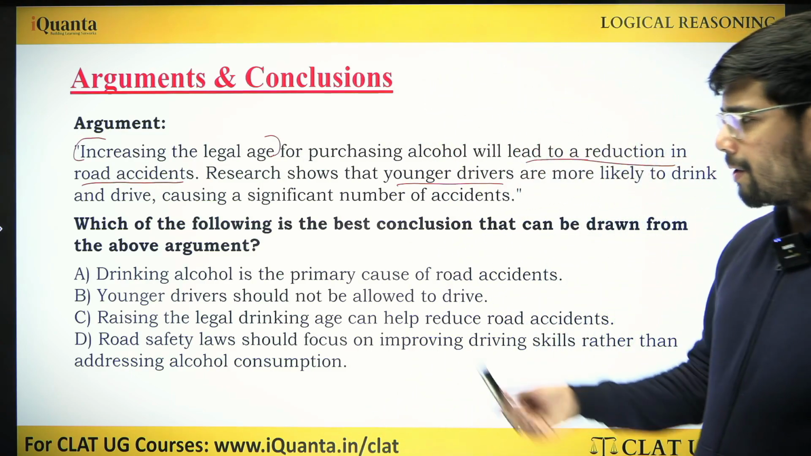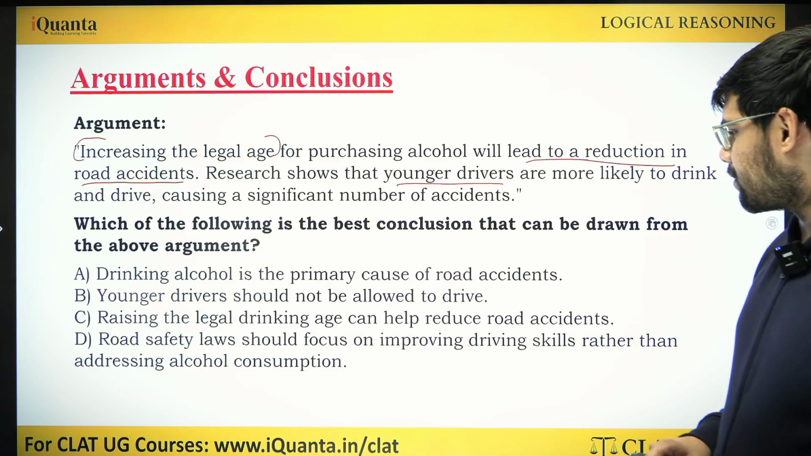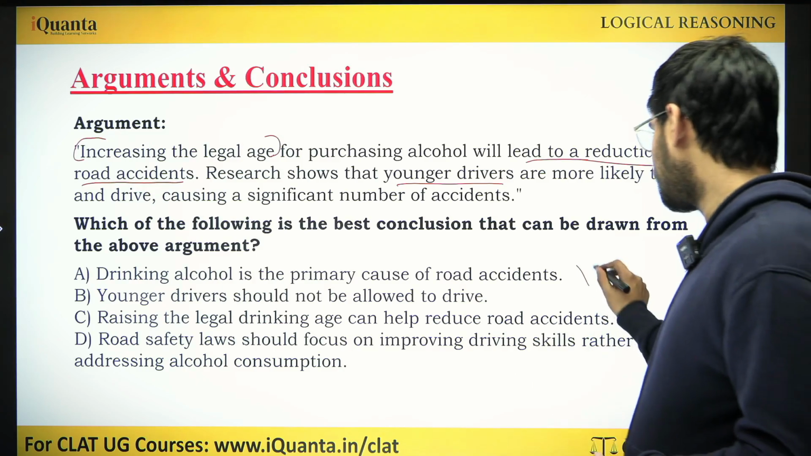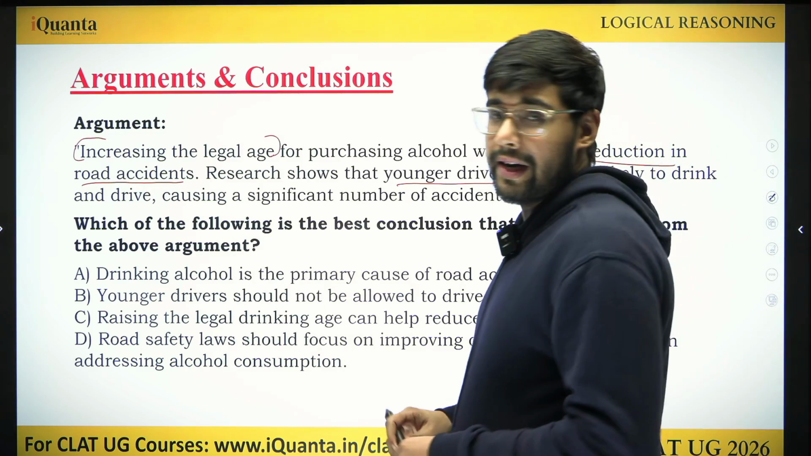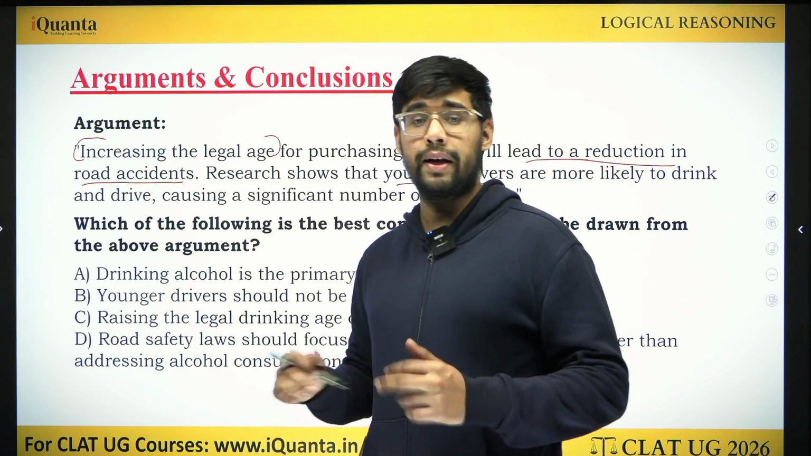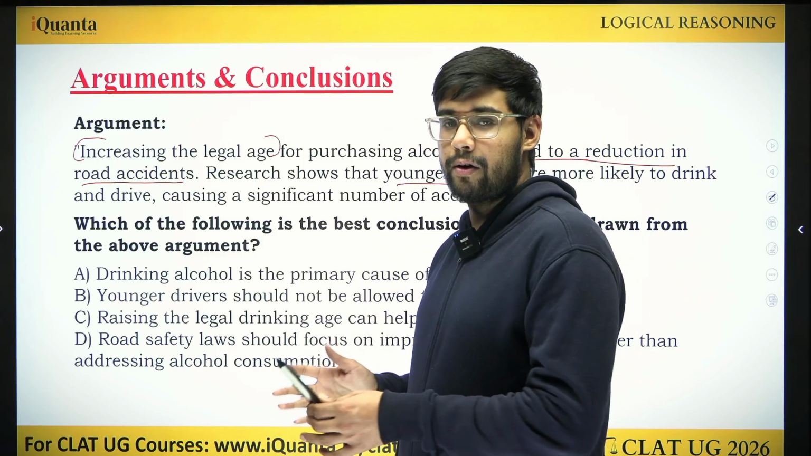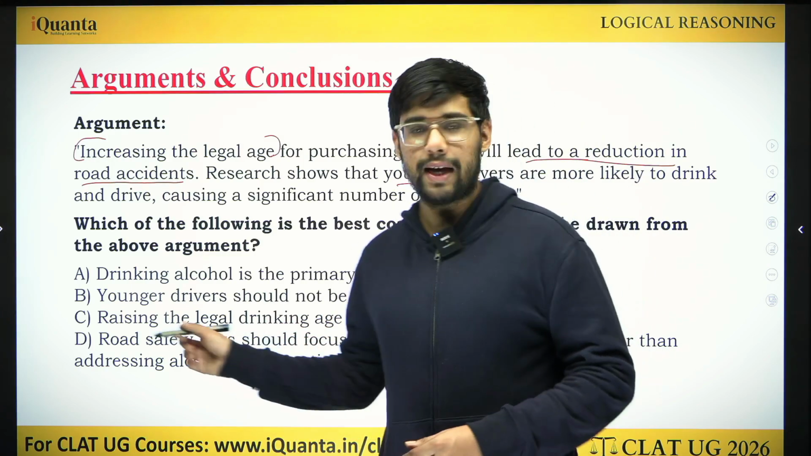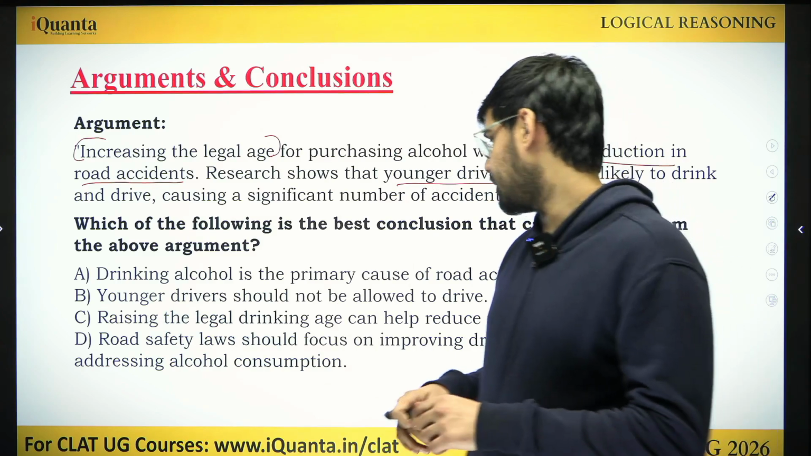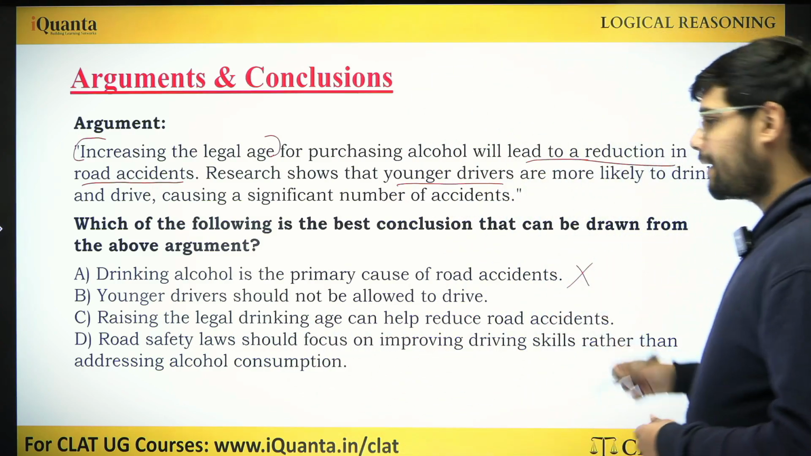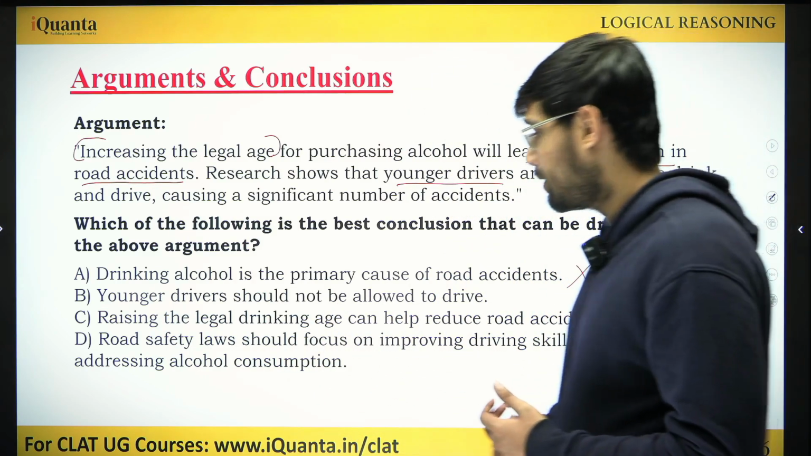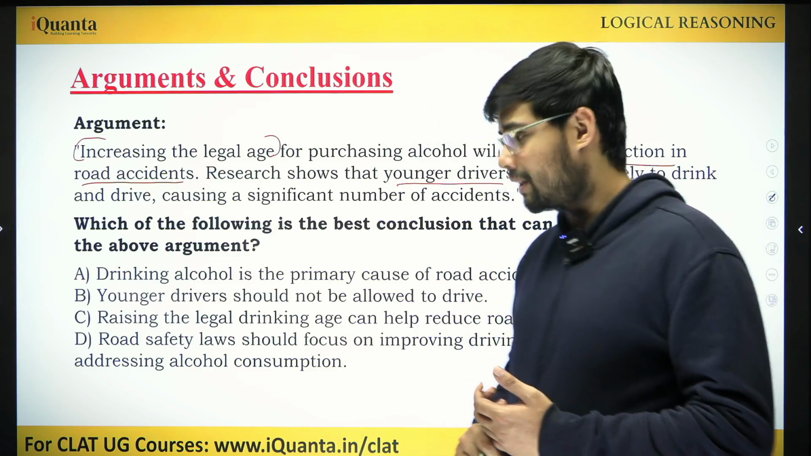The first option is: drinking alcohol is the primary cause of road accidents. No, this is a generalization. Drinking alcohol and driving among the younger population is the main leading cause of road accidents, not exactly drinking alcohol for the masses. So we can eliminate this option. This will not be a correct option. Let's look at the second option.